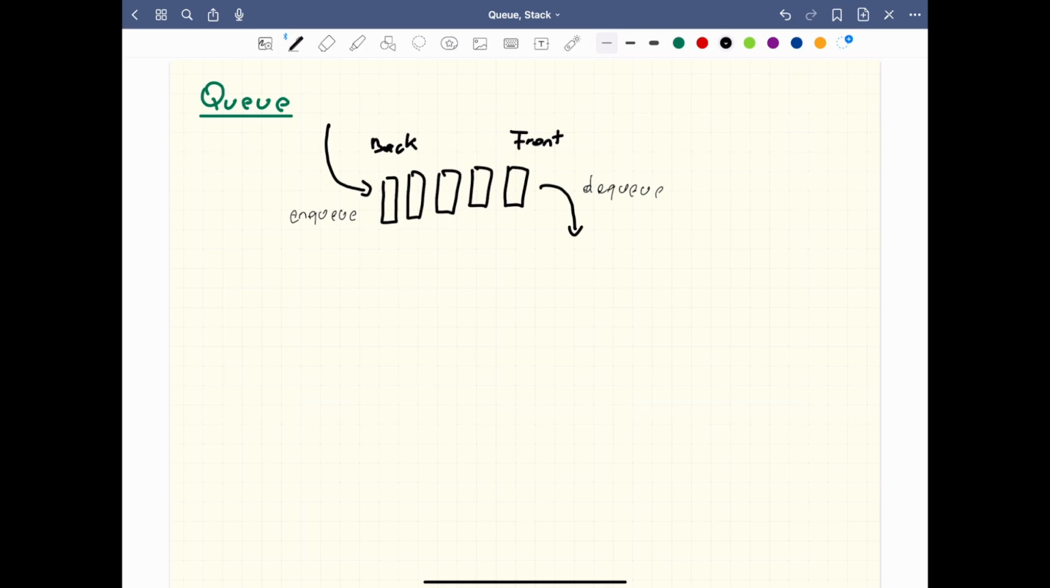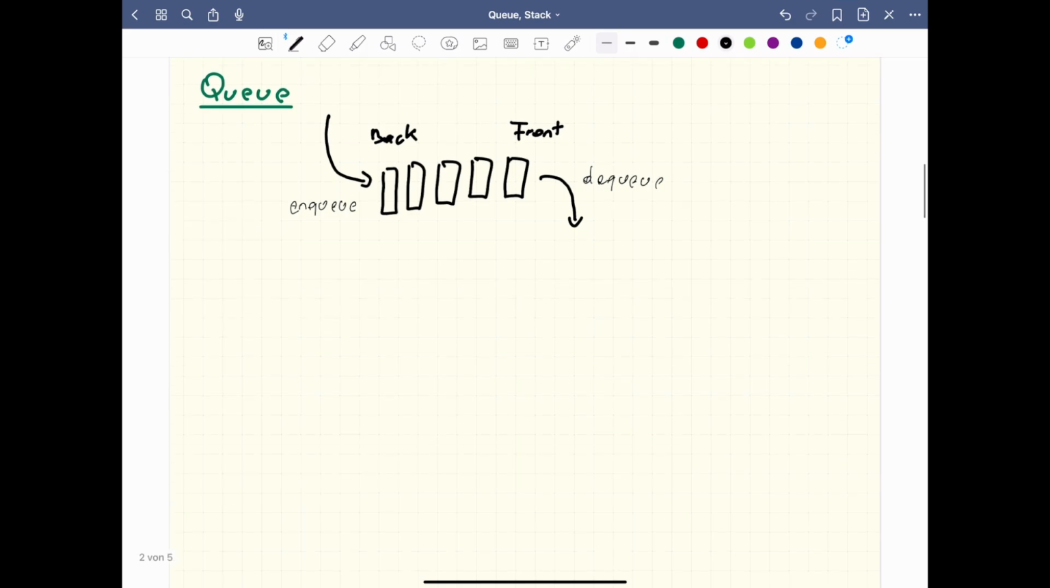This principle of adding something at the back and deleting from the front all the time has a special name, and this principle is called FIFO. FIFO is short for first in, first out. So that makes sense. Whatever comes in first has to go out first. Good. So this is this principle. This is it about the queue.